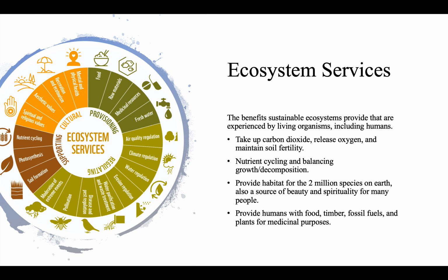So ecosystem services are the benefits sustainable ecosystems provide that are experienced by living organisms, including humans. So some examples: plants take up carbon dioxide, release oxygen, and maintain soil fertility. Ecosystems cycle nutrients and help balance out the growth and decomposition cycle, provide habitat for the 2 million species on Earth, and are also a source of beauty and spirituality for many people. And ecosystems provide humans with food, timber, fossil fuels, and plants for medicinal purposes.